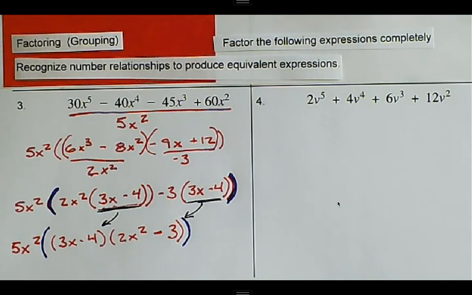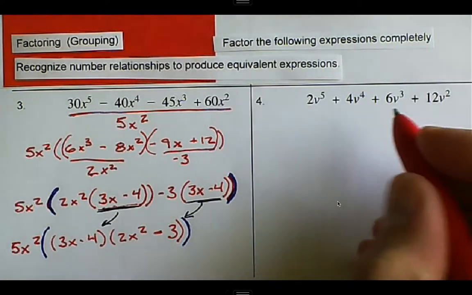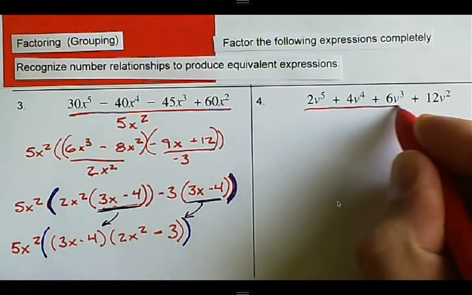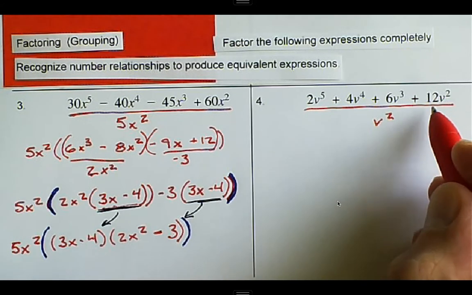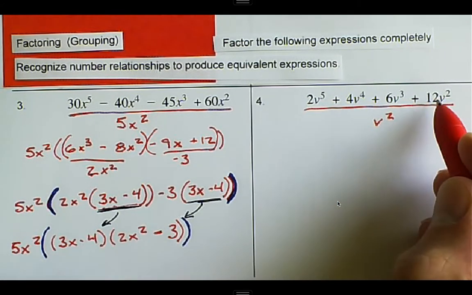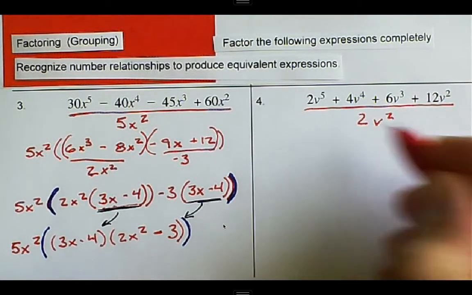We can take a look at the next example. We have 2v to the fifth, 4v to the fourth, plus 6v to the third, plus 12v squared. And again, we can take a look and see that these all have v squared, or at least one v in it, and v squared is the lowest, so we can factor out a v squared. Also, we notice that these are all divisible by 2, so we can factor out a 2.